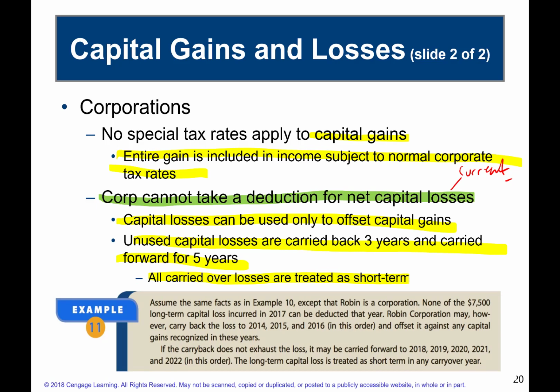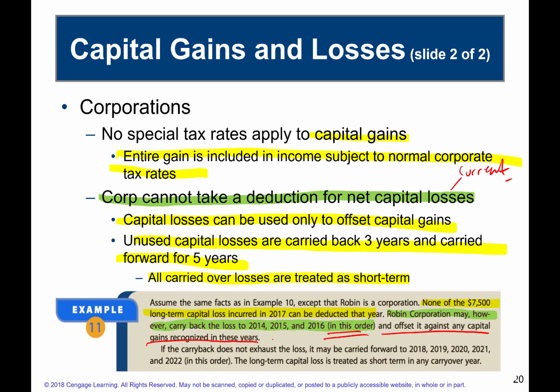Okay, so let's take a look at Robin again. None of the $7,500 net capital loss that she had incurred in 2017 can be deducted in 2017, right? You can never take the net loss in the period of loss. Robin, however, let's see what they do let her do. She may carry back to 2014, 15, 16 in that order, guys. You go in chronological order when you do these. So it's in that order, and offset it against any capital gains in those years.